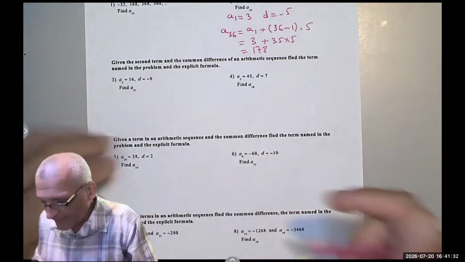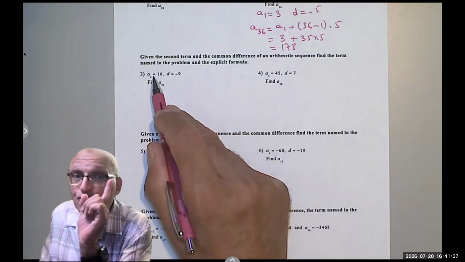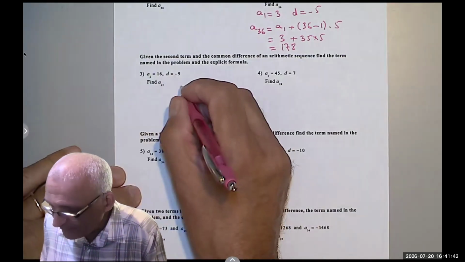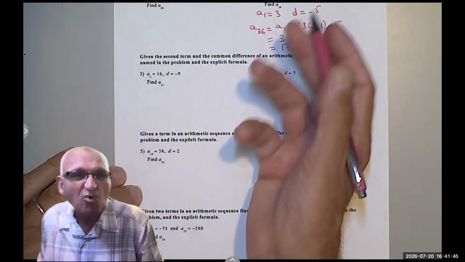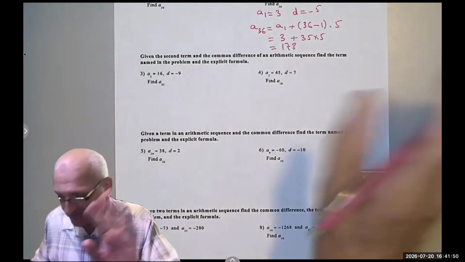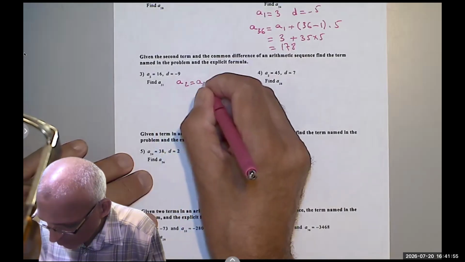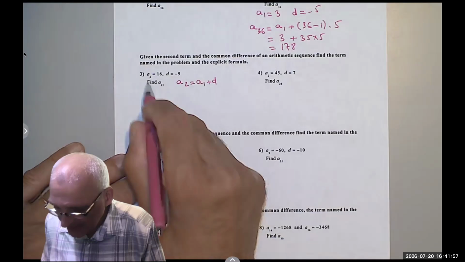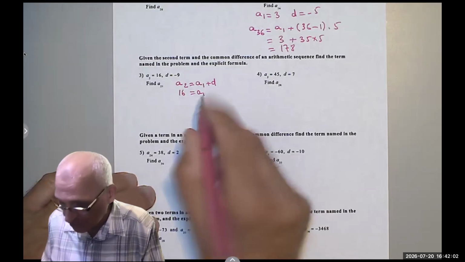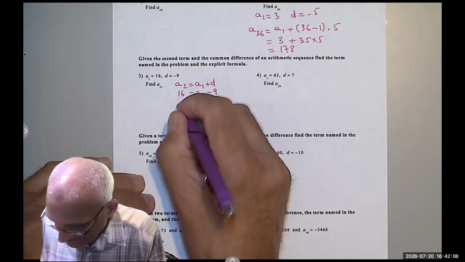Let's take one right, one left. Okay, this guy. They already gave me A sub 2, not A sub 1, and D. So I can get A sub 1 if I want, or I can develop my own function and solve right away. We don't want to do that. We say A sub 2 equals A sub 1 plus D. A sub 2 is 16. A sub 1 is what I am looking for. -9. And then I'm going to add 9 to both sides.